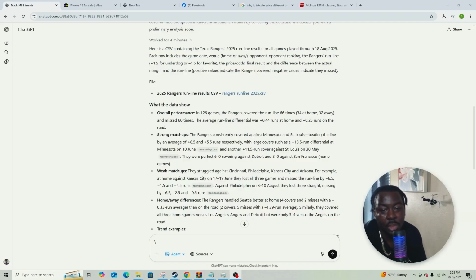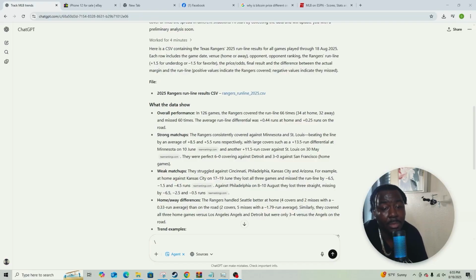Weak matchups: they struggled against Cincinnati, Philadelphia. Oh, a lot of teams. For example, at home against Kansas City on the 17th through 19th of June, they lost all three games and missed the run line by -6.5. So that means, yeah, they struggle against them. Or once again, not all the time in sports betting. Sometimes that means they maybe beat those teams, or are supposed to beat those teams, but they don't beat them as badly as Vegas says they should.